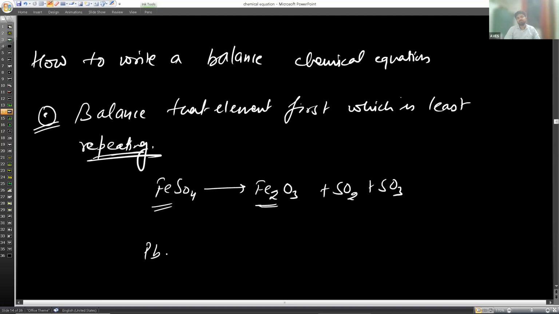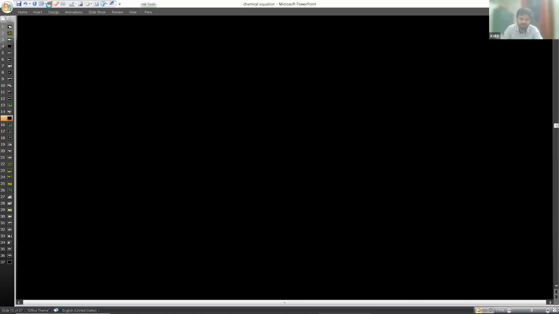Second, for example in Pb(NO3)2, when you heat it, you'll get PbO plus NO2 plus oxygen. We'll balance that element first, which is least repeating. So which element is the least repeating here? Nitrogen and lead. Oxygen is repeating multiple times, nitrogen is repeating 1 time, and lead is repeating 1 time. So we can balance either the nitrogen or the lead. Got it?